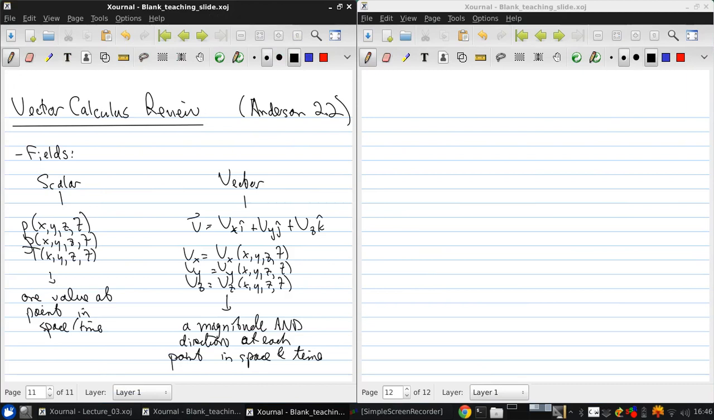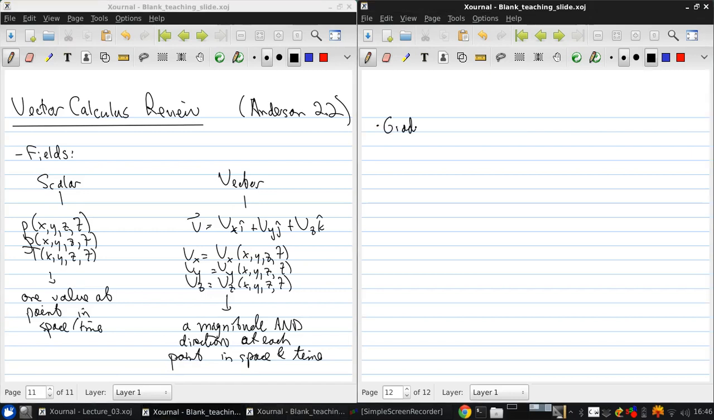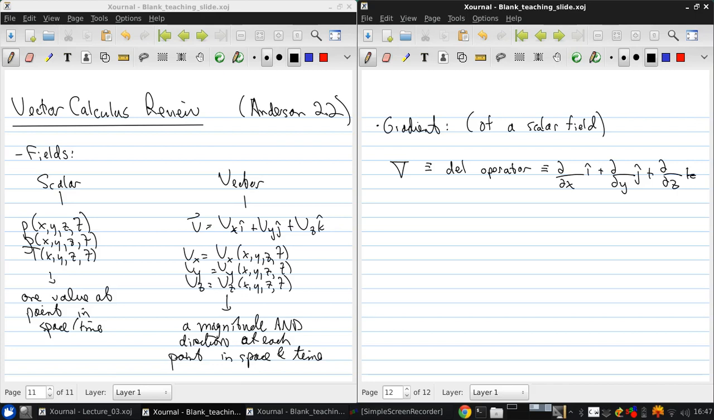Okay, now the first of the three major types of operations on fields that we need to think about is the gradient. And this is something that has to do with a scalar field. So for the gradient, we use the del operator, which has this symbol. And this is just defined as follows. Partial derivative with respect to x in the i direction, plus partial derivative with respect to y in the j direction, plus partial derivative with respect to z in the k direction, where i, j, and k are unit vectors along the x, y, and z axes. And of course, this is in Cartesian coordinates. The formulas are slightly different in other coordinate systems. Some of those are discussed in the textbook.